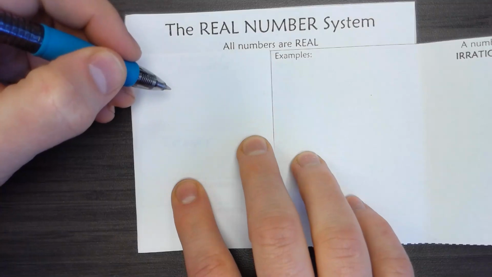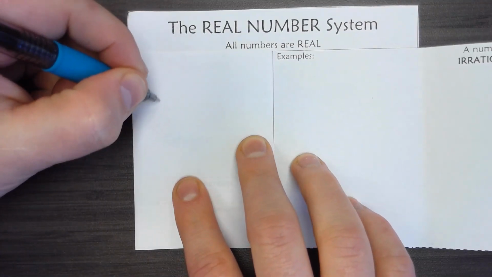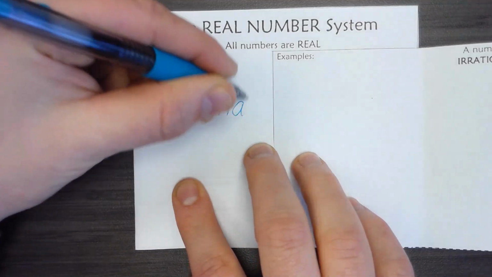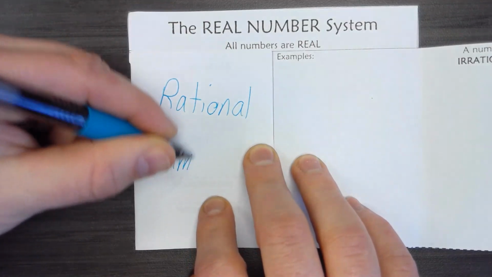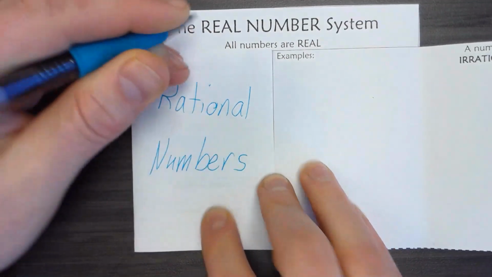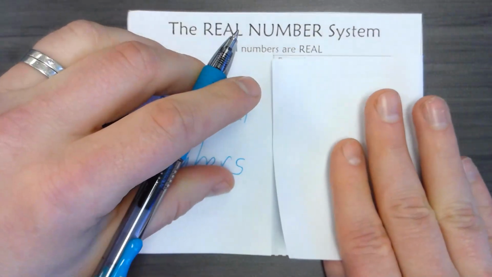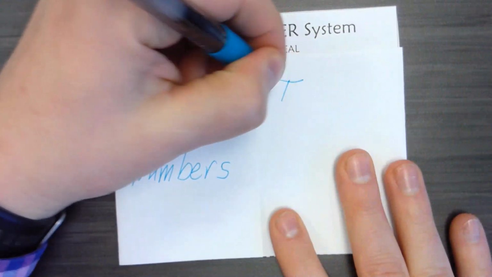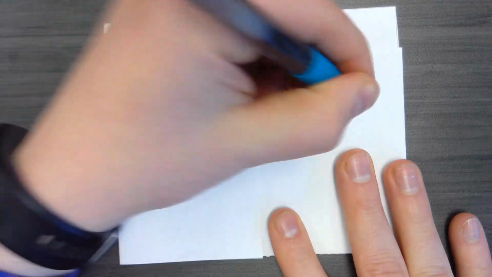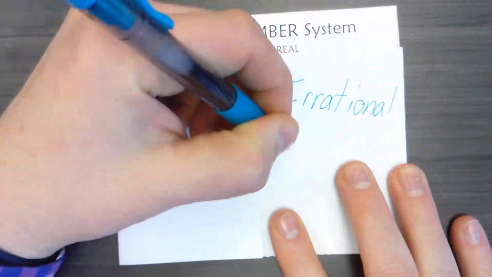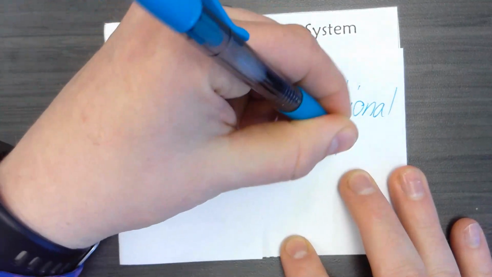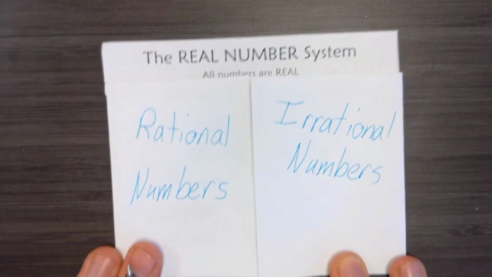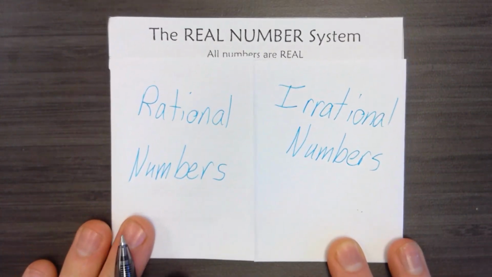On this first door on the left-hand side, we're going to write nice and big rational numbers. On the other door, we're going to fold it in, and we are going to write irrational numbers. Rational and irrational numbers. You have now finally completed the real number system.